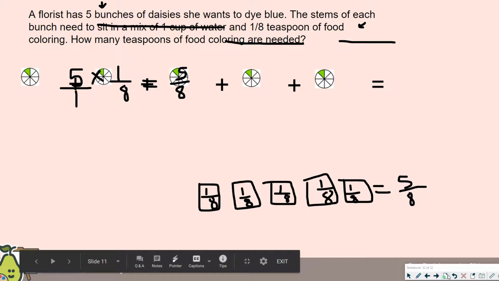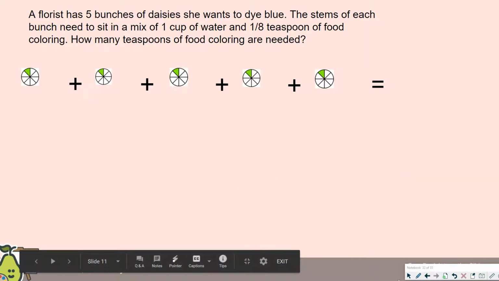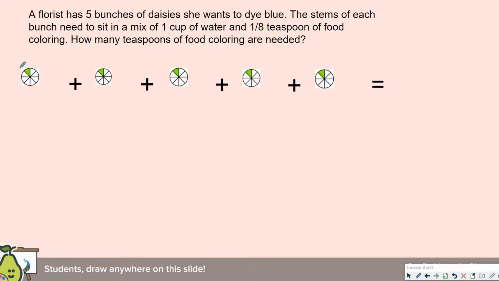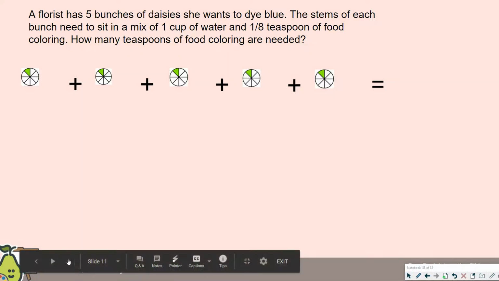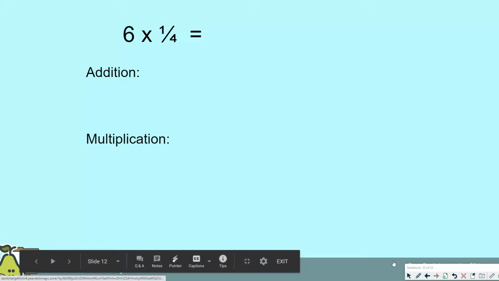All right, so let's look at this right here. This is just another way to show this. Here is 1, 2, 3, 4, 5 bunches, and they actually divided each one into 8 pieces and colored in one of them, like we had done with our pizzas. And the shaded pieces, there are 5, and then I had 8 pieces on each one, so that would equal 5/8. So that was just another way to show it.